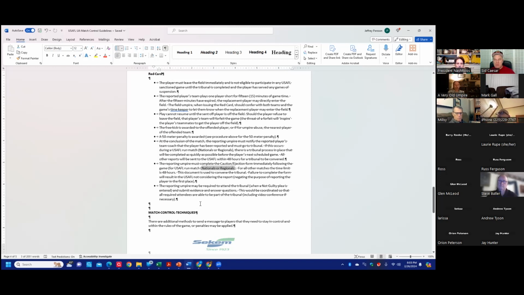Okay. So remember, card always includes 50-meter penalty and free kick to the offended team. Red card, down 15 minutes. Replacement player can come on. Yellow card, not down 15 minutes. Down player numbers. But the replacement player comes on straight away, and the yellow carded player is off for 15 minutes. All right. Pausing here because we're right about at the top of the hour.